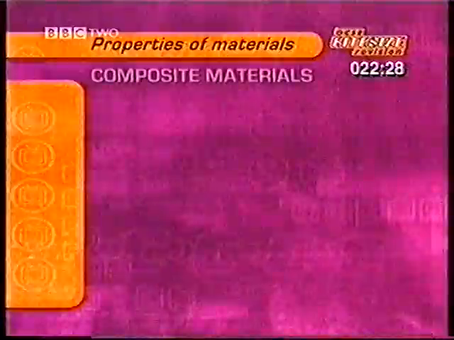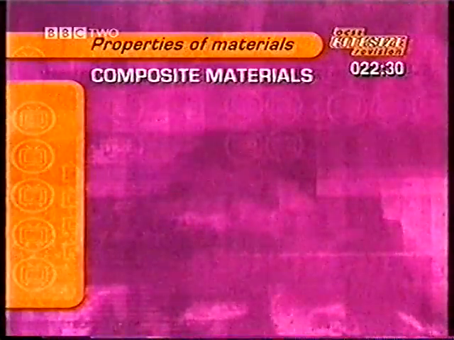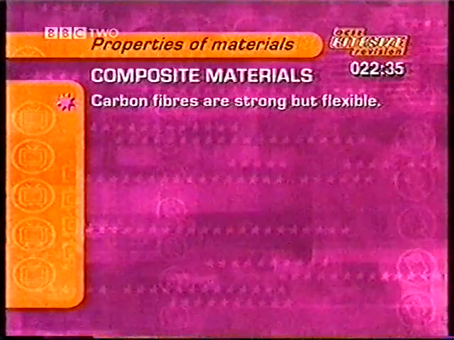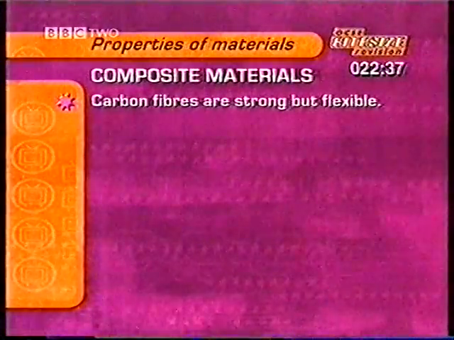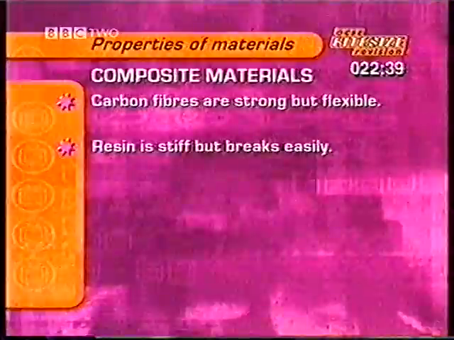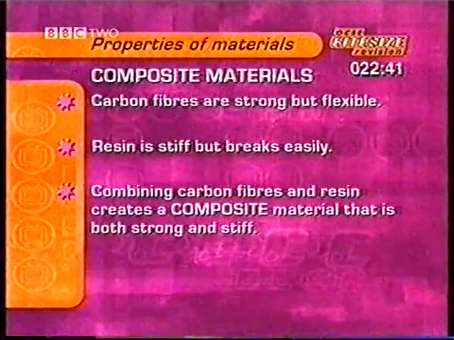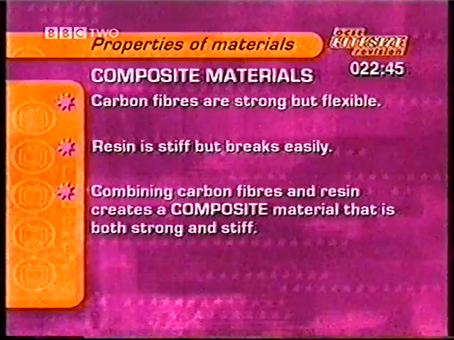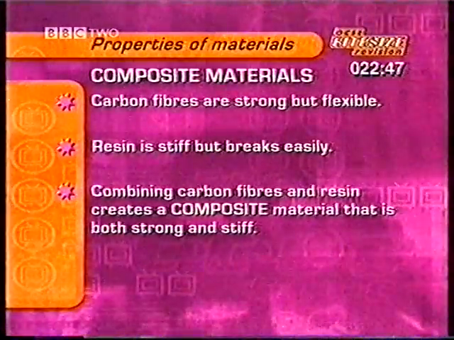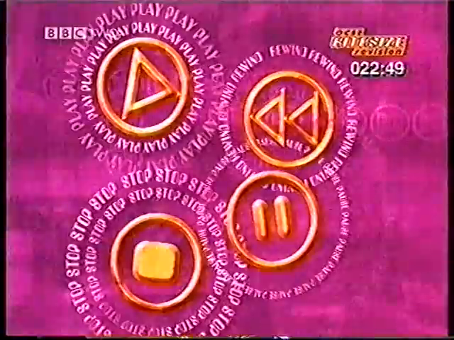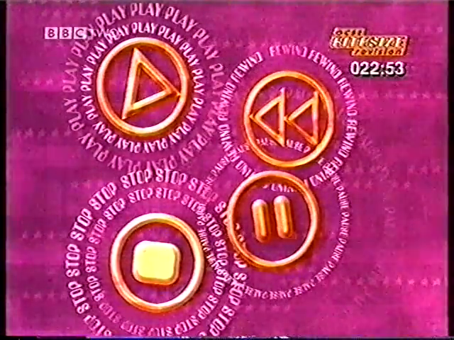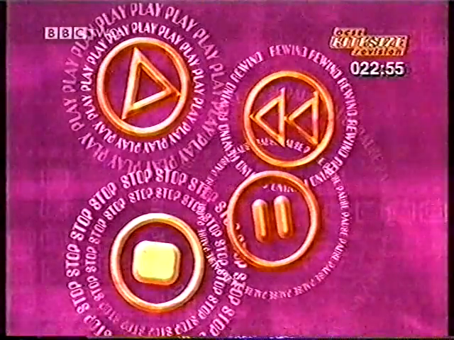We also saw how materials can be modified and combined to create composite materials. Carbon fibres are strong but flexible. Resin is stiff but breaks easily. Combining the two materials creates a composite material that is both strong and stiff. That's the end of the whole section on classifying materials.